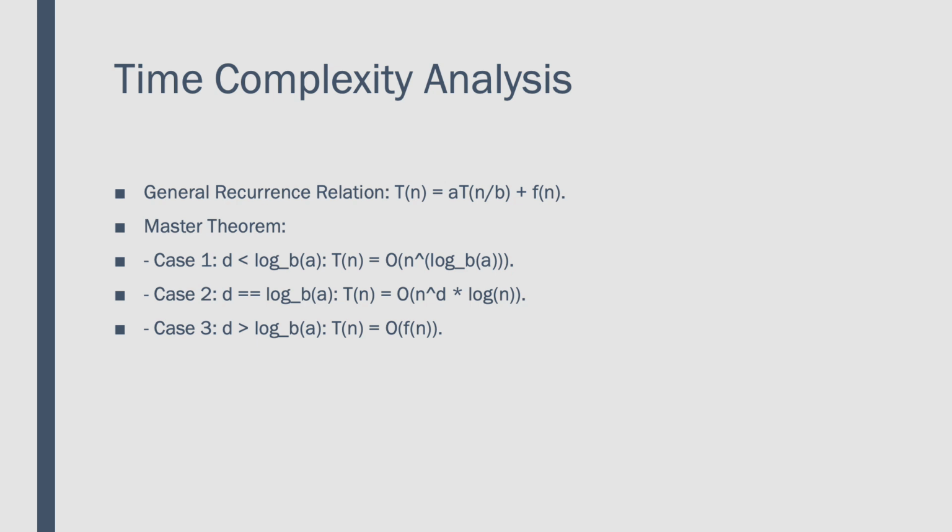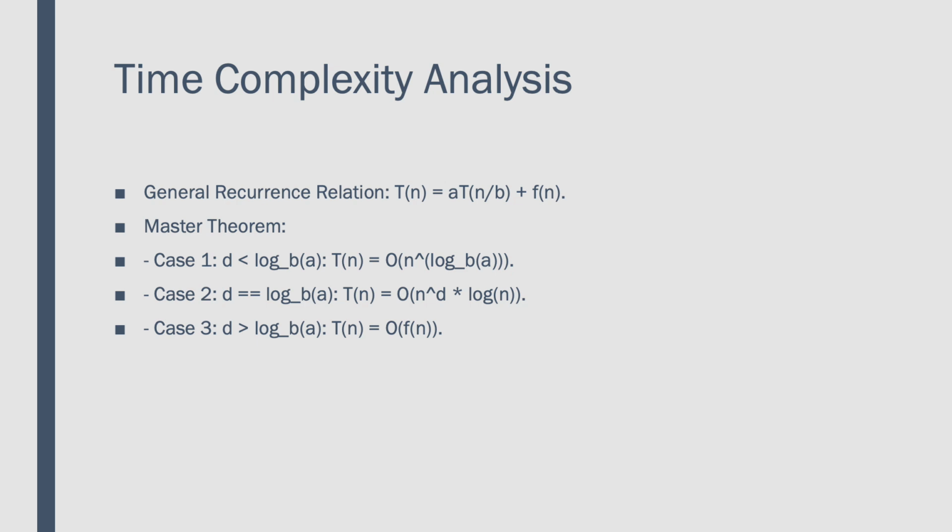For case 2, balanced growth, if f(n) and recursion grow at the same rate, the complexity is slightly increased by a logarithmic factor, and the condition is d is equal to log_b a, and the example is Strassen's matrix multiplication. Okay, so I will put these examples with details in the lecture, so it will be easy for you to understand.